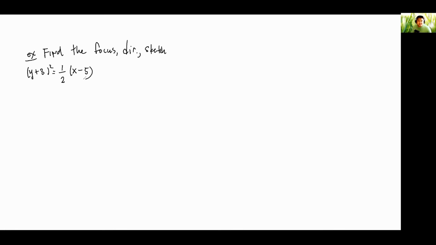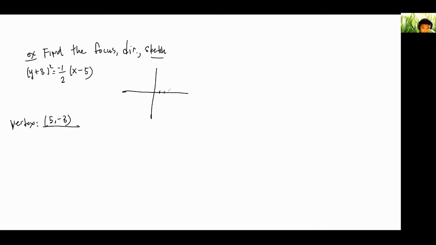Okay, this is going to be annoying. (y + 3)² = 1/2 (x - 5). I like to sketch it first because it'll help me locate and roughly eyeball where everything is. The vertex is (5, -3). They have been switched because this is a sideways parabola. Actually, can I make it -1/2?